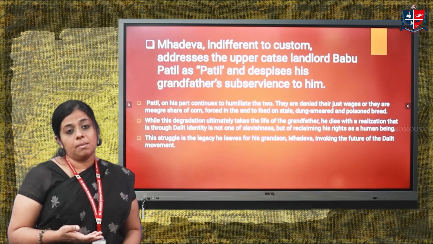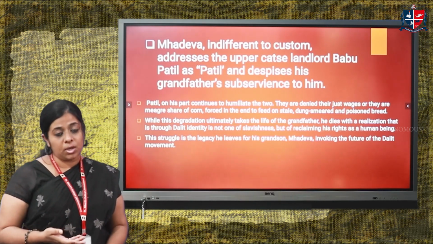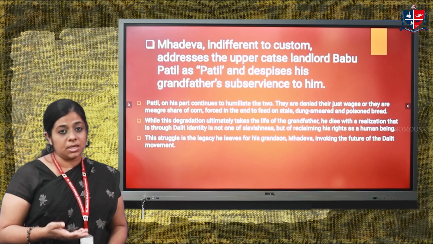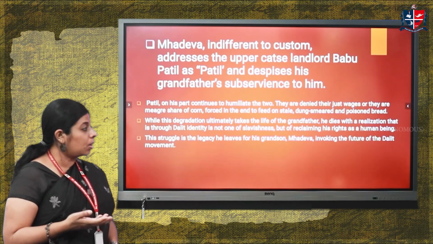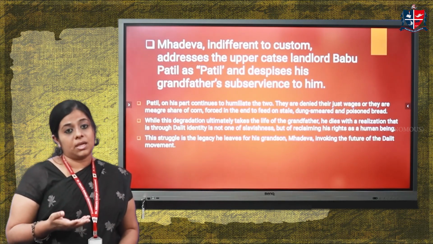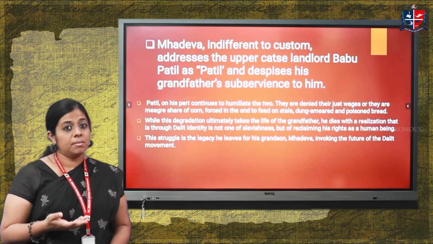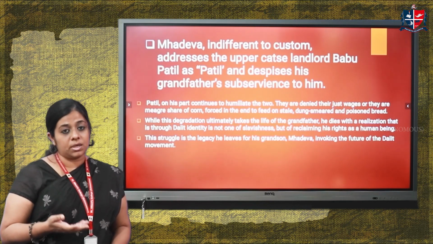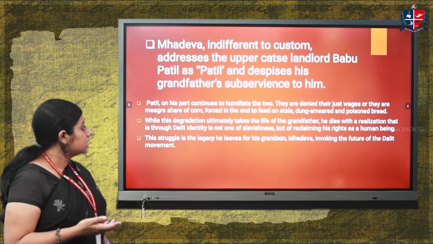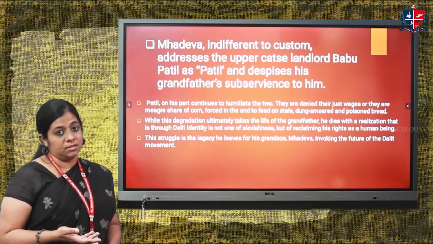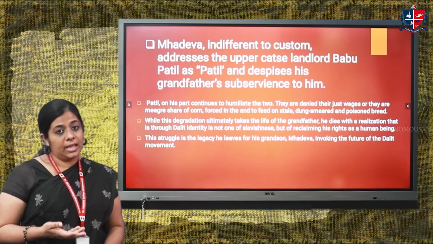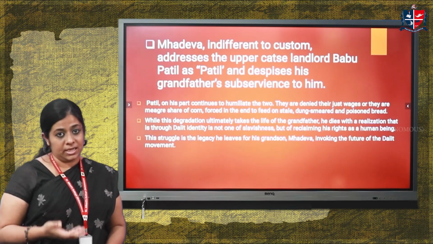As mentioned earlier, both Mahadeva and Yatalya toil on the fields for their meager share of corn, and they also work for their wages, but they are not given them. On the other hand, they are given stale bread, which is not even taken by the cows in the cow shed. This degradation ultimately takes the life of the grandfather. Yatalya consumes the stale bread, and he gets dysentery and he dies.